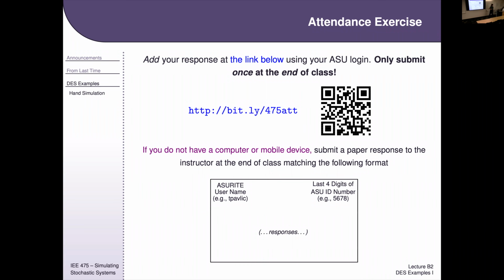So the question for today is, how many arrivals will ever be in the future event list for these single channel, single server queues? How many arrivals will ever be in the future event list? What are the possible numbers of arrivals that you'll see in the future event list? And I can type that in the chat as well.